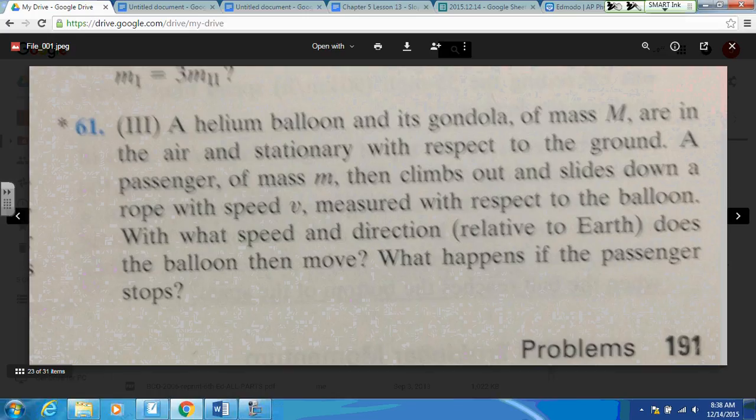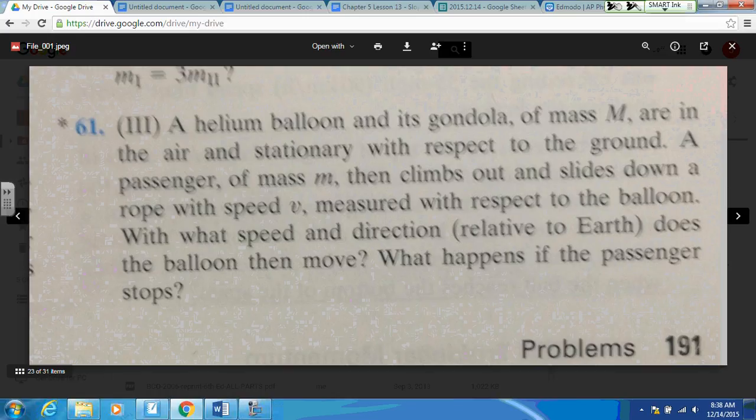A helium balloon and its gondola of mass m are in the air and stationary with respect to the ground. A passenger of mass little m then climbs out and slides down a rope with speed v, measured with respect to the balloon. With what speed and direction relative to Earth does the balloon then move? What happens if the passenger stops?